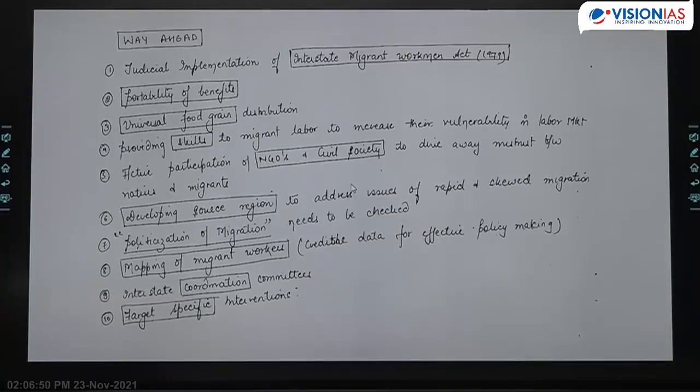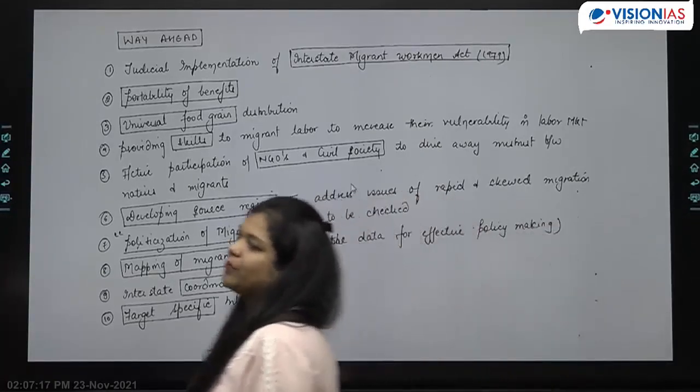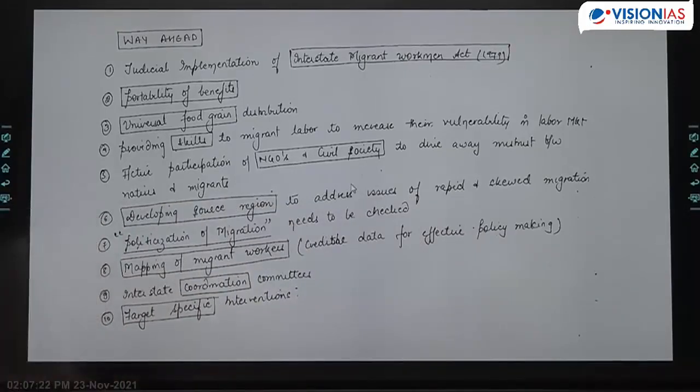At the same time, destination regions' capacity should also be improved so as to absorb the migrant population. Politicization of migration needs to be checked. There has to be proper, credible data collection with respect to migrant population. Then target specific interventions have to be there, and interstate coordination committees should be established so as to have an idea how much population is out-migrating and what is the status with respect to in-migrants. Is that clear?